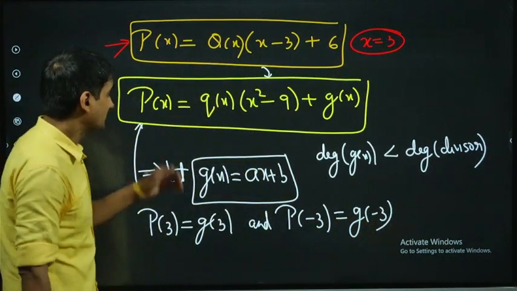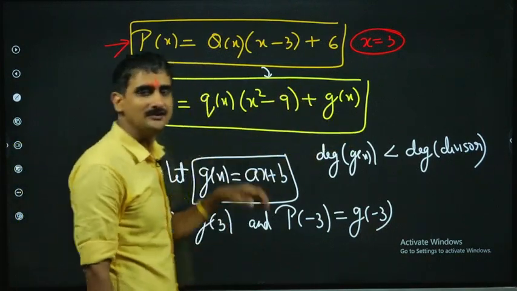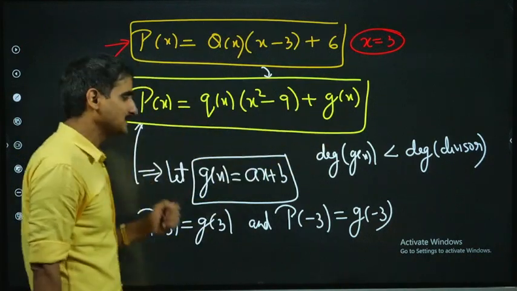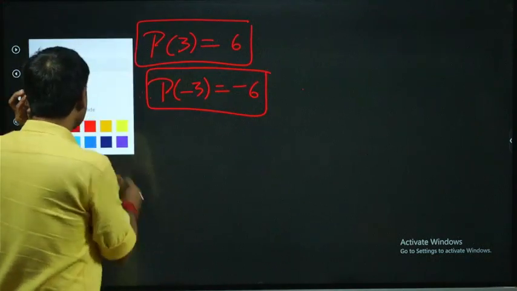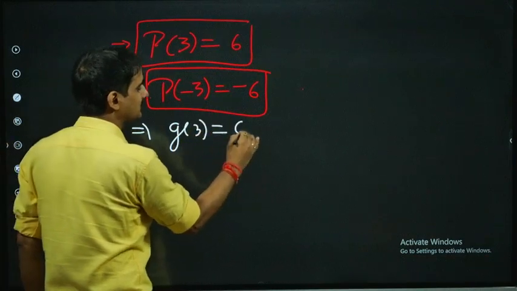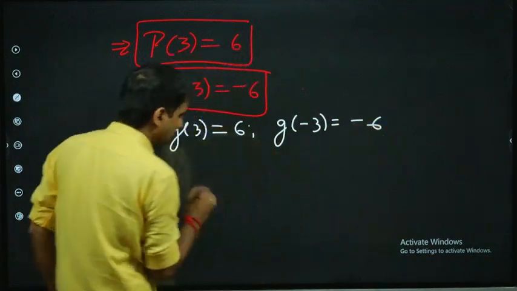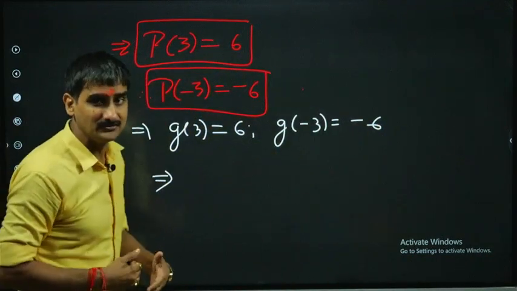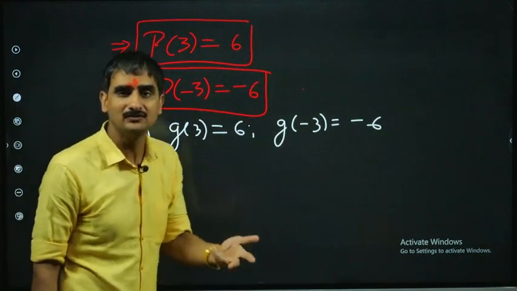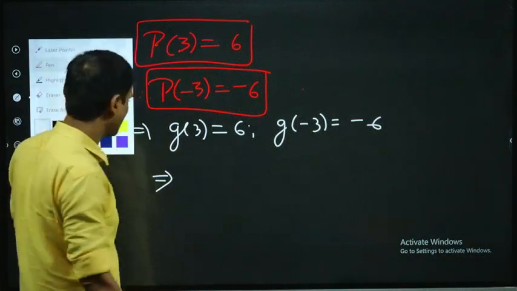Because when you substitute x by 3, this term is 0, so you're left with g of 3. Substitute x by minus 3, this is again 0, and you are left with g of minus 3. So what do we get here? This gives us that g of 3 is 6 and g of minus 3 is minus 6. So we have two equations and two unknowns, a and b, so we can definitely put the values and get the values of a and b.